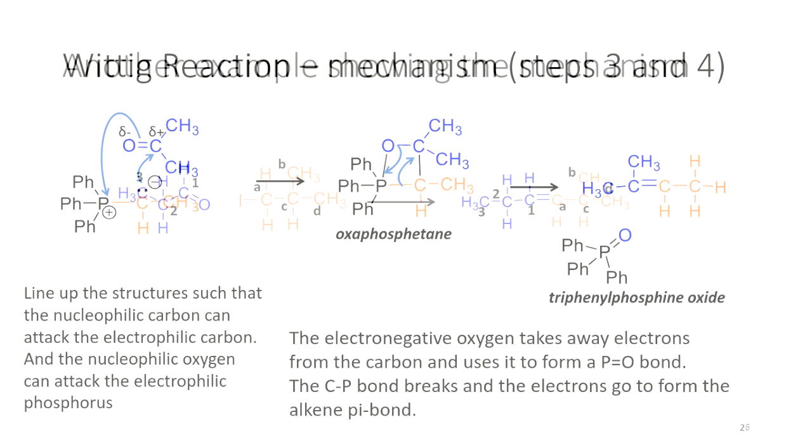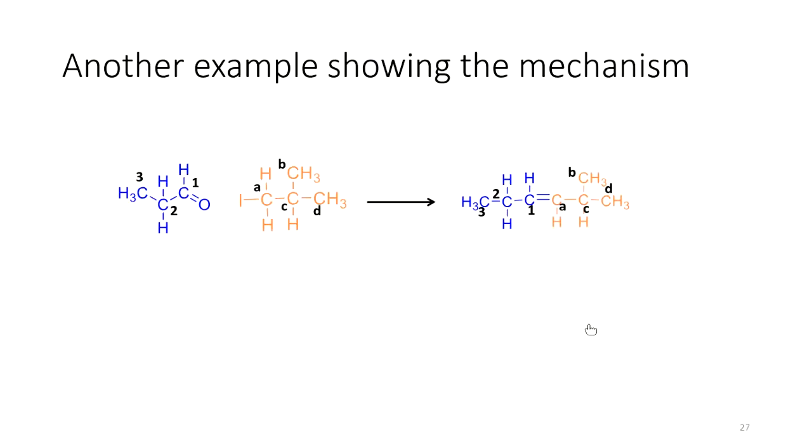All right, so let's look at the mechanism again. The more we look at it, the less weird it looks. So this time we're using our aldehyde, and this is the other alkyl halide. We know what the product looks like. We know how to work that out. Let us see if we know how to do the mechanism. So what's the first step of the mechanism, folks?